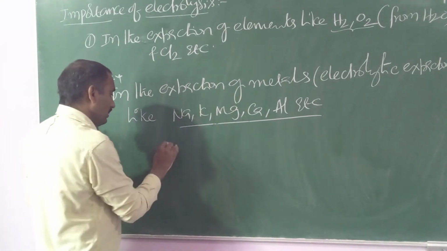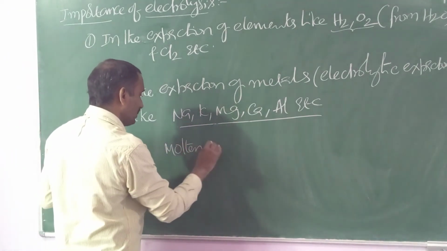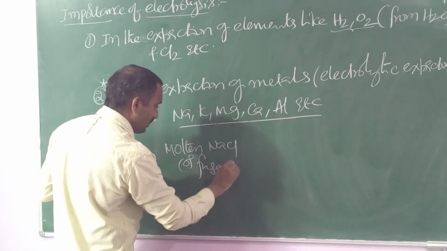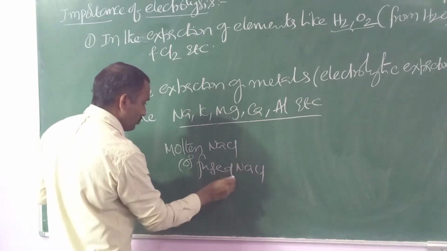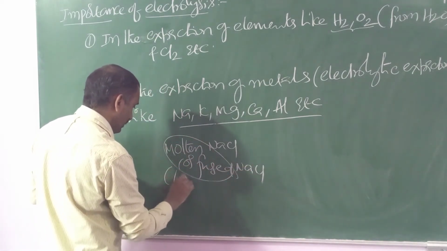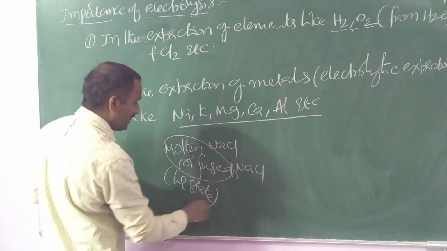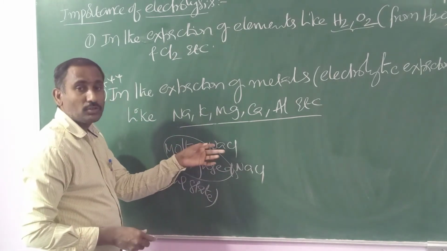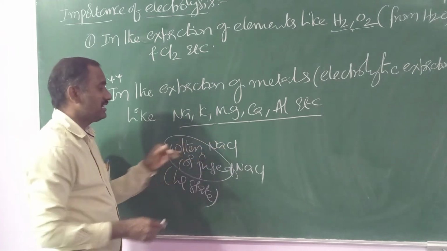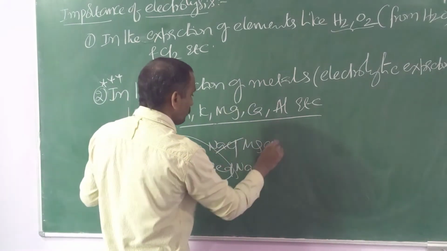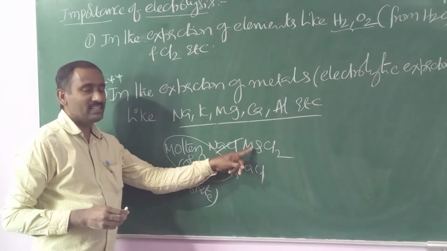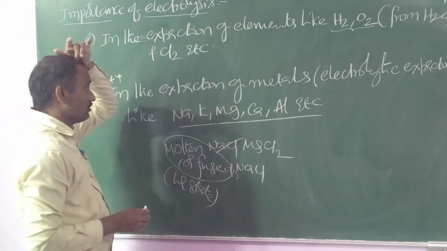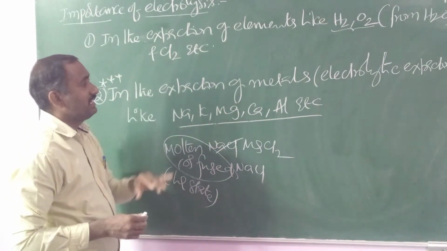For example, whenever current is passed through molten NaCl, another name fused NaCl, both are the same, nothing but liquid state. In the last class we taught that at the cathode, sodium metal is formed. Instead of NaCl, when current is passed through magnesium chloride, at the cathode magnesium is formed, and at the anode, chlorine. So these are the metals which are extracted electrolytically.